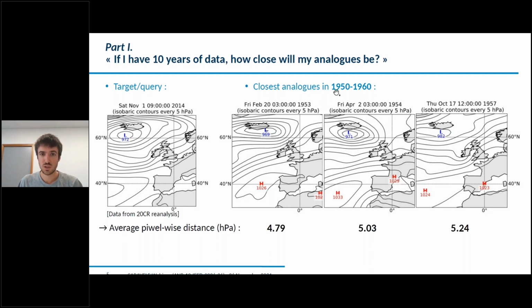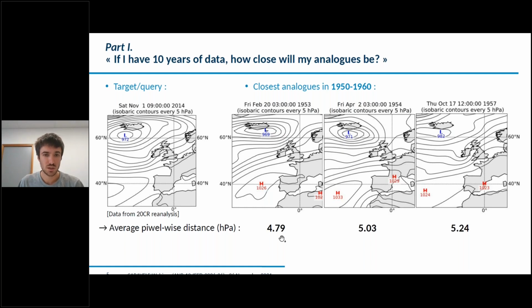Now, assume that we are using data from 1950 to 1960. So we're searching for the closest situations between 1950 and 1960 to this atmospheric pressure situation. And these are the three closest that we find. You can see that the situation is fairly well reproduced. You still have a low pressure system over Iceland and a high pressure system in the south. Maybe the high pressure here is not exactly at the same place as it was here, so the wind will not have exactly the same direction, but it's fairly reproduced.